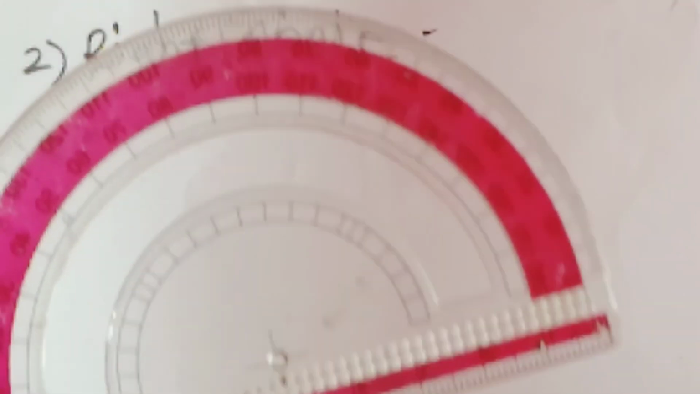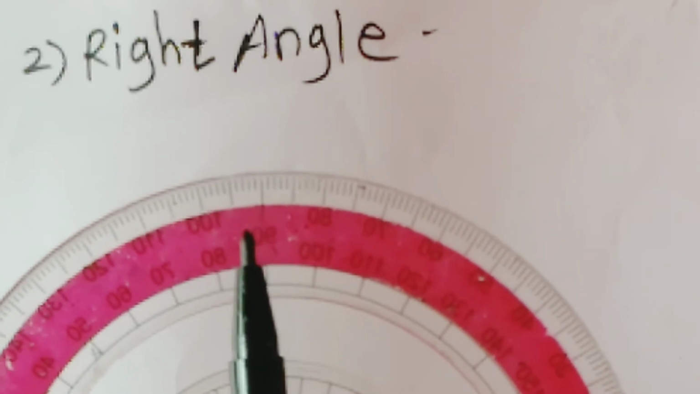So the second type is right angle. You have to draw a right angle. So first, what is meant by right angle? Right angle means the angle that measures 90 degree. The angle that measures 90 degree is called a right angle. So students, how can we draw this right angle? Same process like the acute angle.